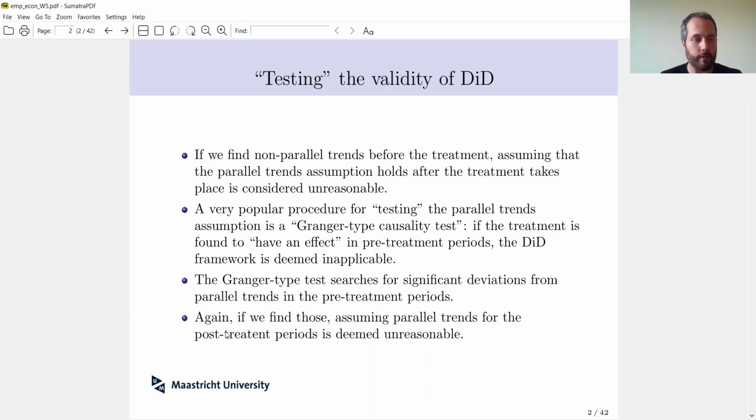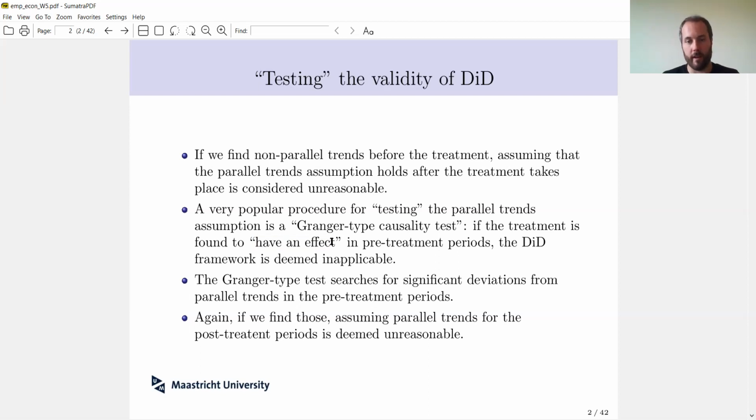Therefore, we try to test the parallel trends assumption by this kind of Granger-type causality test. This refers to Granger causality, where one time series gives you information about what will happen in another time series. It's not really a causation, but a type of Granger causation, a different concept taken from time series. And what we do is simply check whether the treatment has an effect before it even takes place.